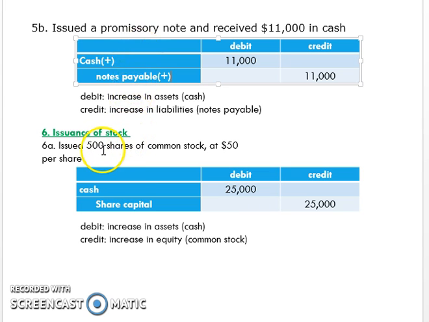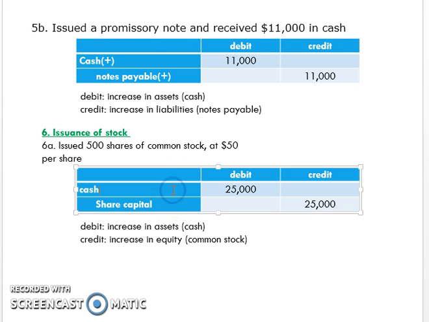Issued 500 shares of common stock at $50 per share. It means we received $25,000 by issuing 500 shares in the form of cash. So our cash balance increases. As per the rule, we need to write on the debit side, and also our capital account increases, we need to write on the credit side.